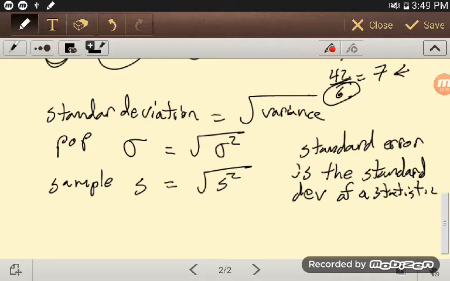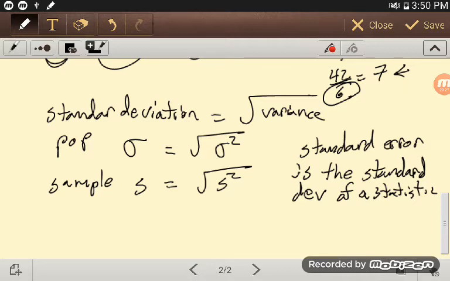So if you hear standard error, you would just assume they're talking about the standard deviation of some particular sampling distribution. And again, for us, that's almost always the sample mean. That's what we care about, the sample mean. So when we talk about that standard error, it's the standard deviation of the sample mean. Okay, so that's standard deviation.